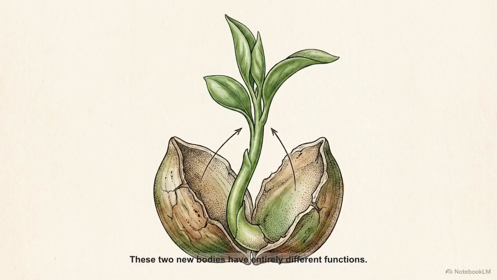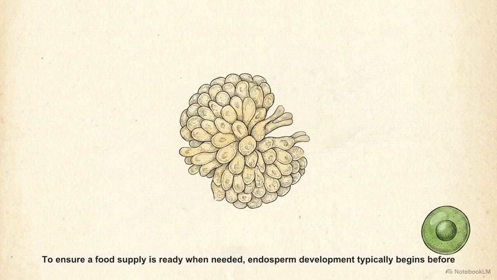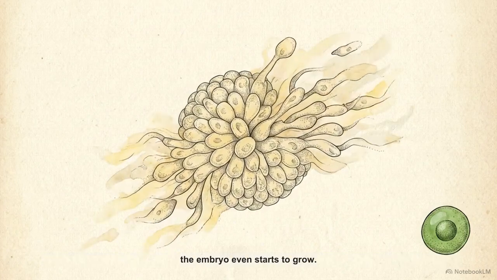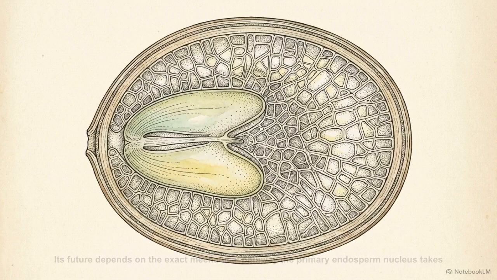These 2 new bodies have entirely different functions. The zygote will undergo embryogenesis to become the actual plant. The primary endosperm nucleus will rapidly multiply to build the endosperm, a massive nutrient-dense storage architecture. To ensure a food supply is ready when needed, endosperm development typically begins before the embryo even starts to grow. The embryo cannot survive alone. Its future depends on the exact mechanical pathway the primary endosperm nucleus takes to construct this triploid nutrient factory.